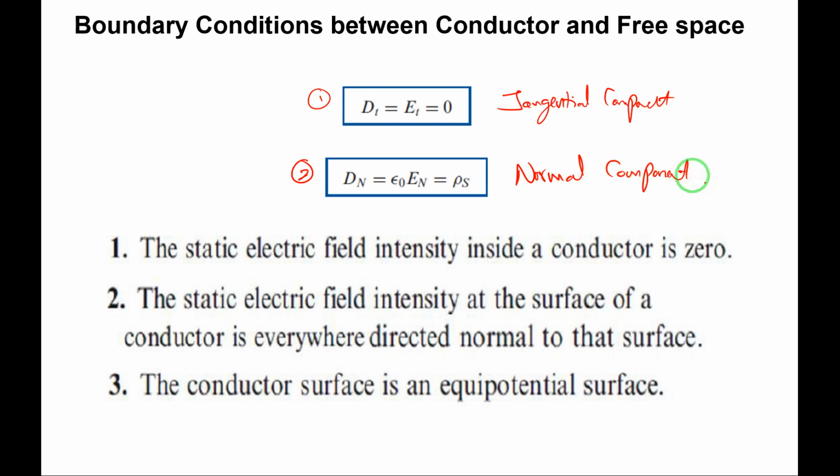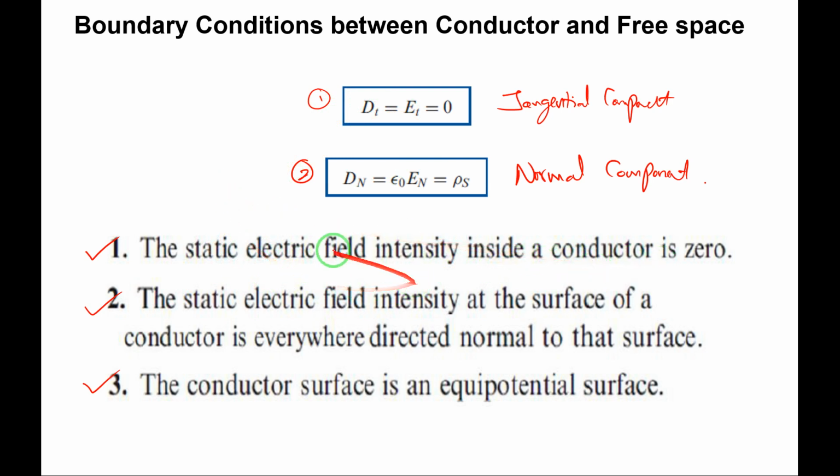I hope you understood the derivations. If any doubts are there, please unmute yourself and speak to me. So these two boundary conditions, we will see. We have derived some characteristics or properties from these two equations. We will see. The static electric field intensity inside a conductor is 0.